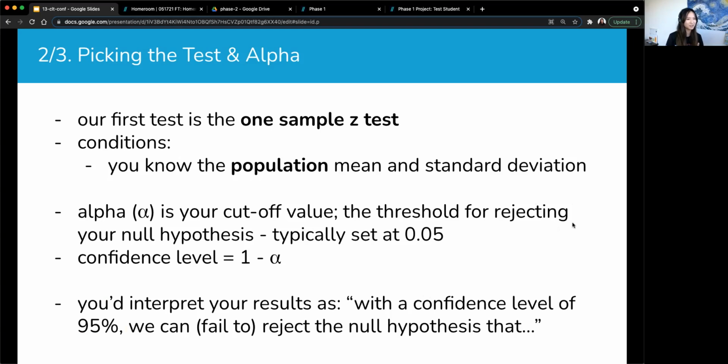I'll get to p-values in a little bit. I shouldn't have said that yet. But anyways, usually your alpha is set at 0.05. Another way of looking at alpha is looking at confidence level, which is just 1 minus alpha. And the way that you say and interpret your results with respect to alpha is you can say, with a confidence level of 95%, we can reject or fail to reject the null hypothesis that blah, blah, blah.